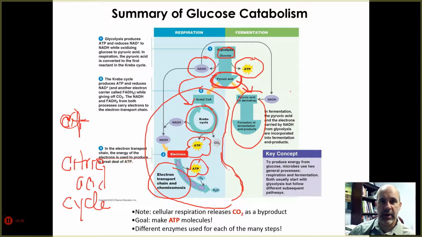Because remember, our goal here is to break apart this glucose and make ATP. We're going to harness the energy out of the glucose and store it in these ATP molecules, because those ATP molecules are going to function like the gasoline for the cells. But we have two alternative processes that can be used. Both of them have glycolysis in common, and then you've got an option to do respiration or an option to do fermentation.